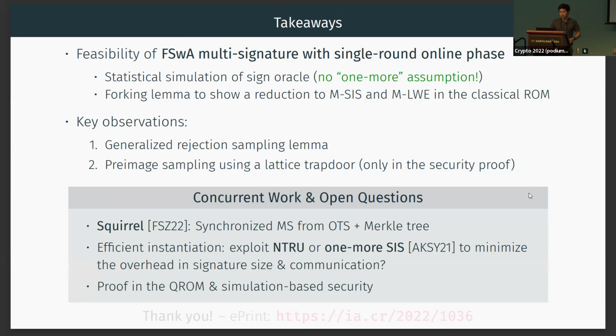For example, can we exploit the NTRU or one-more SIS assumption, which was proposed recently, in order to minimize the overhead introduced by the random coefficient technique? This might help reduce the signature size or communication complexity. Also, a natural question is whether we can give a security reduction in the quantum random oracle model. In this work, we rely on the classical random oracle and this forking lemma-based argument. Another interesting question is to give a security proof in a simulation-based model. Usually, signature security is defined using a game, but since we care so much about concurrent security, it's natural to consider simulation-based security as well.